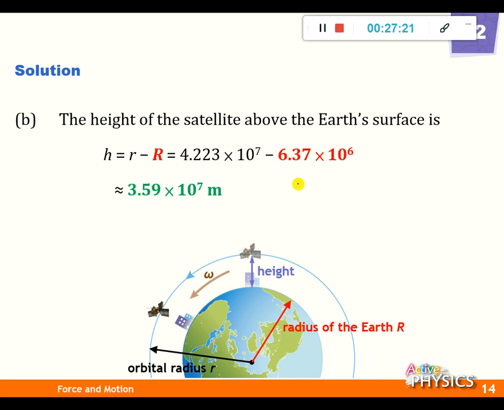Here, the height of the satellite above the Earth's surface. What's the radius of the Earth should be this. This one will be the actual separation between the satellite and the center of the Earth. Do the calculation, you can see that this.